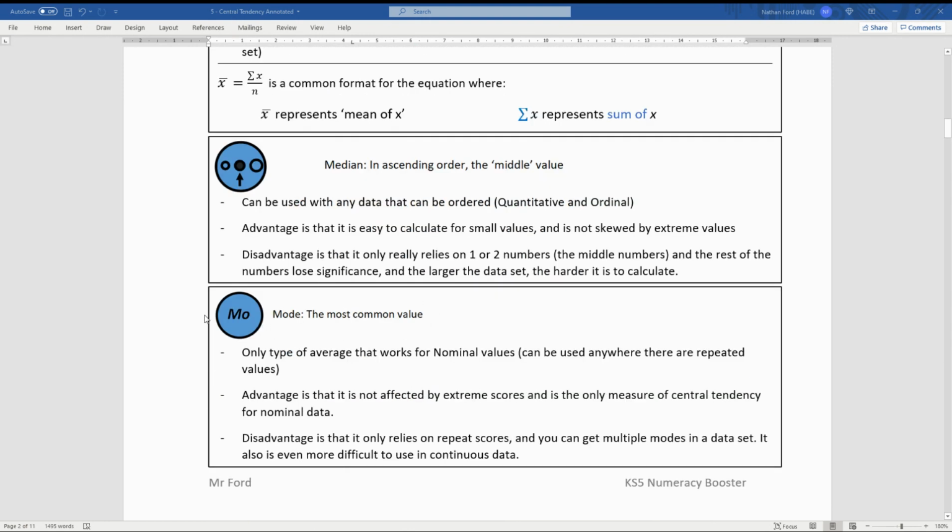Then you have mode. So the mode is the most common value. So what comes up most common, most frequent. So it's the only type of average that works for nominal values. Advantage is it's not affected by extreme scores, and it's the only measure for nominal data. A disadvantage is that it relies on repeat scores. Some things, especially continuous data, is extremely hard to get continuous. Okay, and sometimes the data will change what actually will be your average.